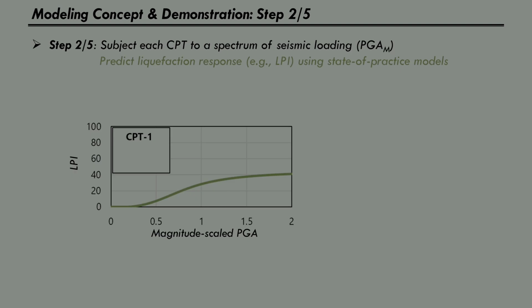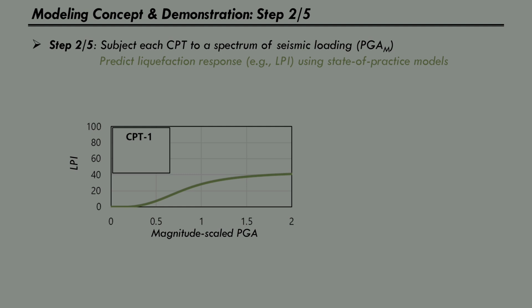We'll see. Step 2 is to take each of these CPTs that we've compiled and to subject them to a range of seismic loading. For each value of seismic loading, we predict the liquefaction response using our state of practice model. So we predict triggering, and then we predict a manifestation index like the LPI. And so this curve that you see, this is a unique signature of a given site. No two places in the world have the same curve. And so if we could predict this curve without going into the ground, we would, in effect, have predicted the liquefaction response at that location for any and all earthquakes that could occur.